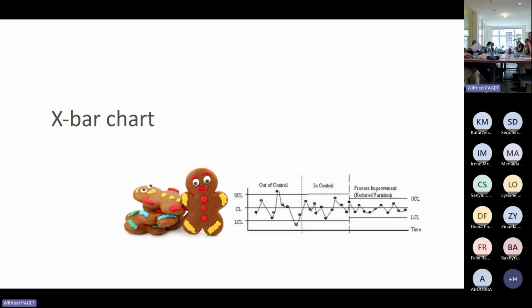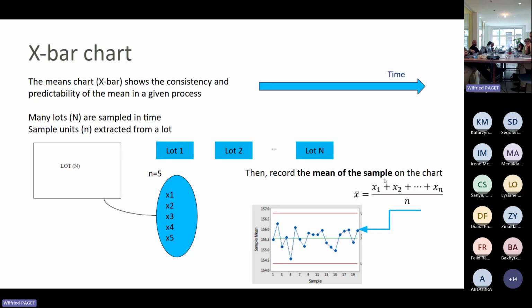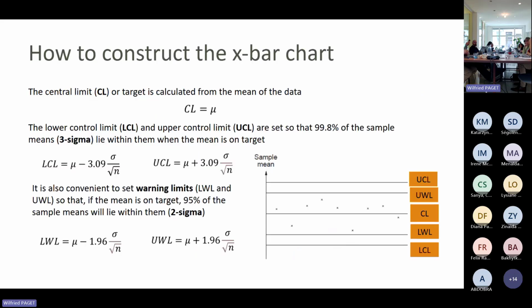So now let's explain the X bar chart. This is a plot with the means of the samples. You can see in this example what the implementation will look like. For the X bar chart, we need to, of course, compute the mean. We collect a sample from the lot, and then we compute the arithmetic mean. So this is not very complicated. We have the mean of the sample and we plot the mean of the sample. And the evolution along time will show you if the process is in control or not.